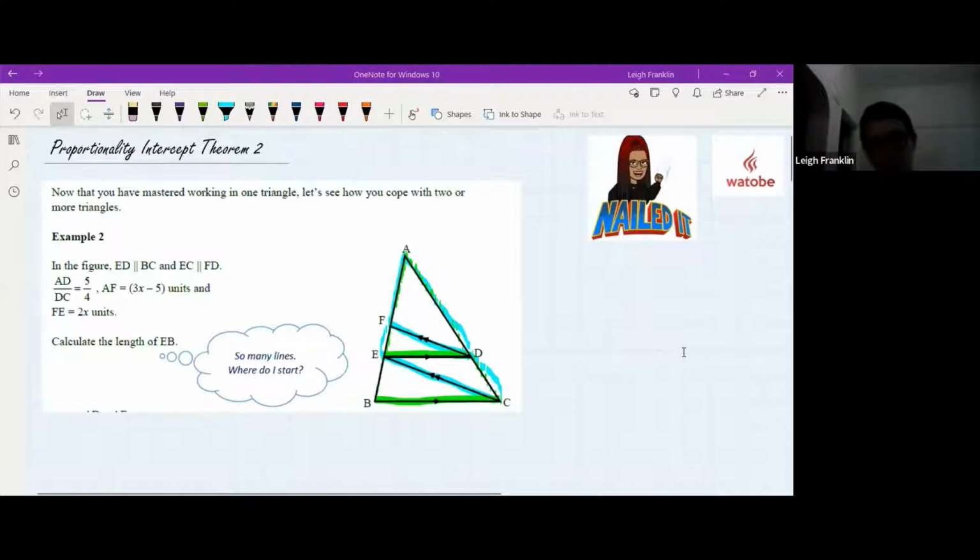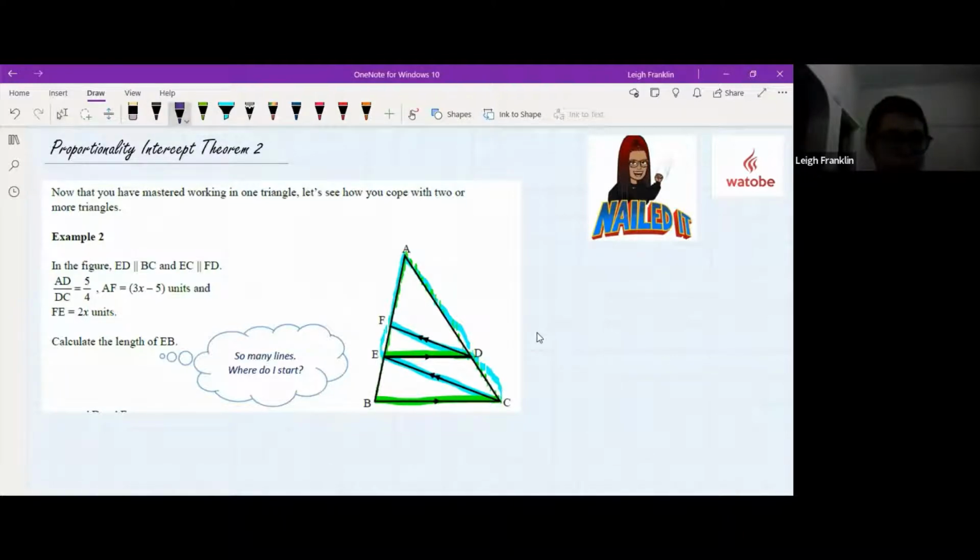Additionally, I think it's very helpful for you to highlight the parallel lines and then draw your triangles. You can see here I highlighted the two lines in green, and then I highlighted the green triangle, and then I highlighted the two sides that were parallel in the blue triangle, and then I drew the blue triangle. So now it kind of pops out to me. I can see which two triangles I can work in. I can work in ABC, the green triangle, and I can also apply the proportionality intercept theorem in triangle AEC as well.